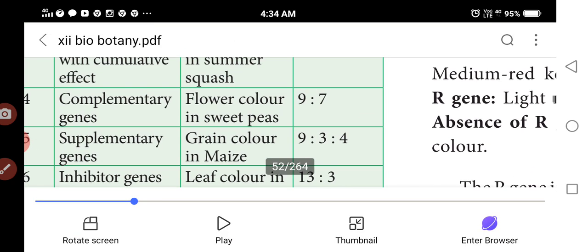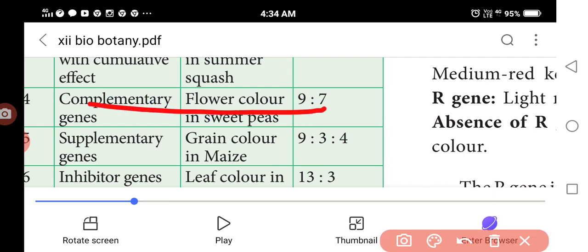Do you know what complementary genes are? Complementary genes, for example flower color in sweet peas, means two separate pairs of genes interact to produce the phenotype in such a way that neither of the dominant genes is expressed unless the other one is present. So one dominant gene must be complemented by another dominant gene for expression. Thus the dominant phenotype is expressed only when dominant genes of both pairs are present. So these are complementary genes.